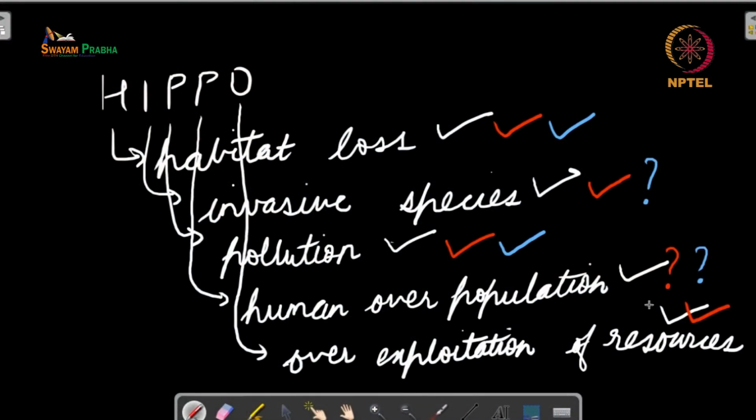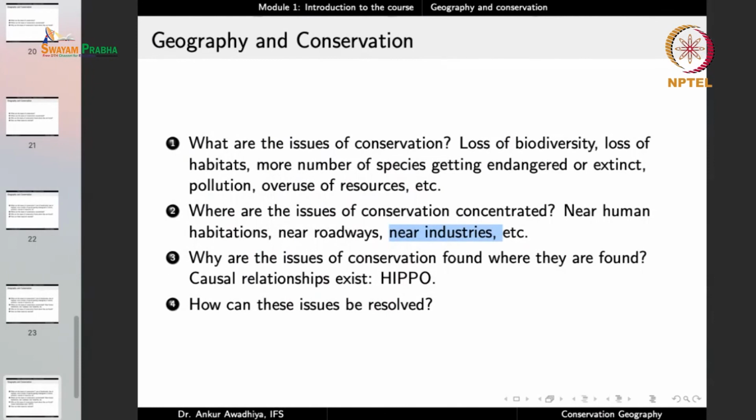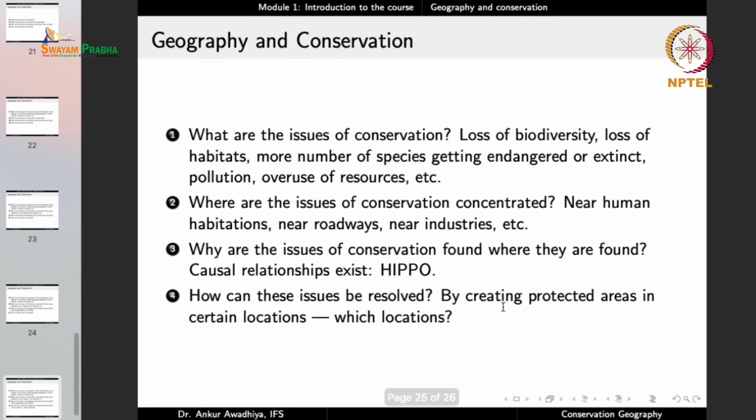Do industries lead to an overexploitation of resources? Yes, most of the industries, because industries require things like electricity, water and raw materials, and with the industries you will have an overexploitation of resources. So we can study these causal relationships and get the answer of why the issues of conservation are found where they are found. The fourth question is, how can these issues be resolved?